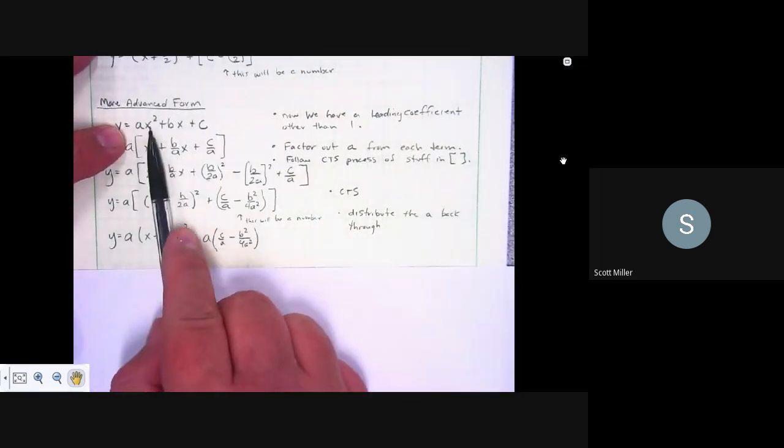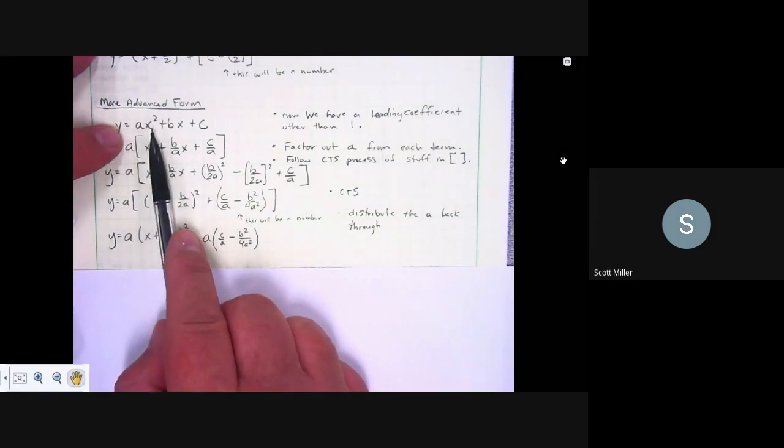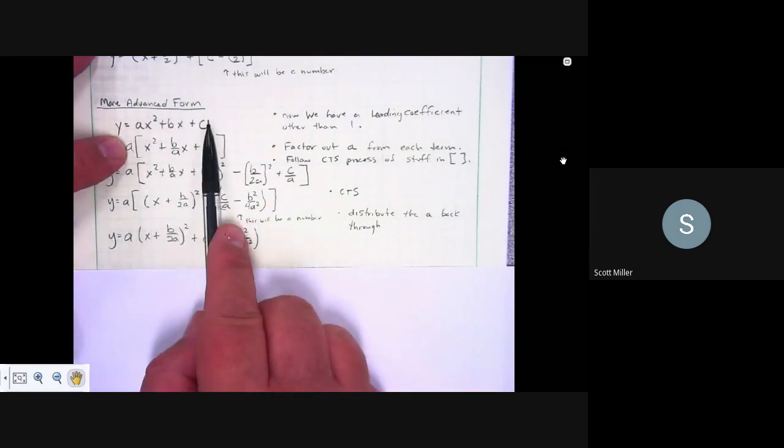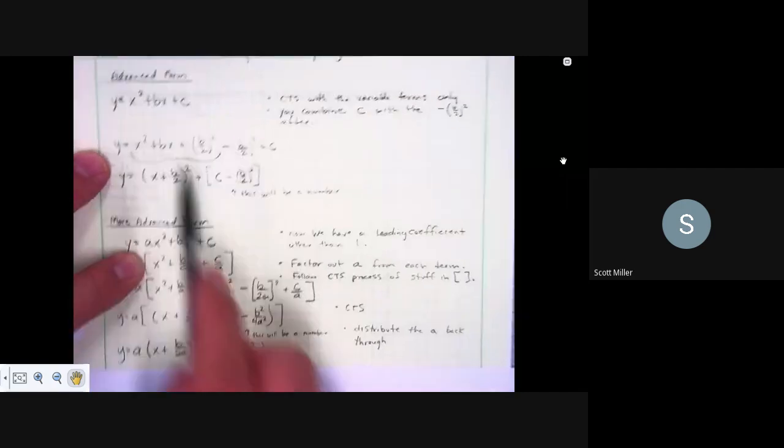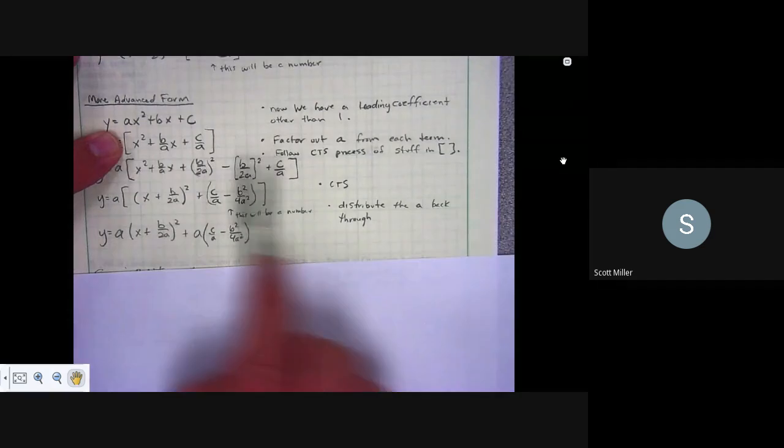Again, I have to have an x squared, not with an a in front. So I have to actually factor out an a from each term. So remember, factoring an a out just means I'm going to divide every term by a. So if I take out an a from each term, this is the result I get when I factor out an a. And I'm going to complete the square with that process right there. And you'll see that that looks very similar to this form right here, just uglier fractions.